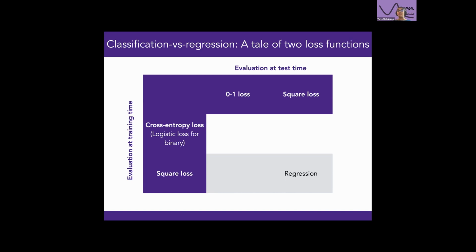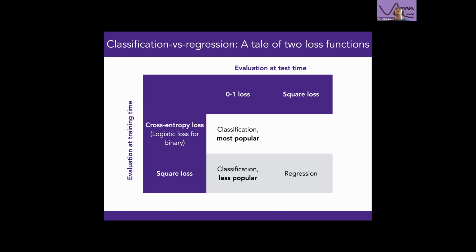And since the 0-1 loss is discontinuous and not well behaved, typically at training time, what we need to do is train with a good convex surrogate to this. And in fact, in practice, the most popular such choice of training loss function turns out to be the cross entropy loss. In the case of binary classification, this is also called the logistic loss. So this is really the most popular choice in practice for classification problems.